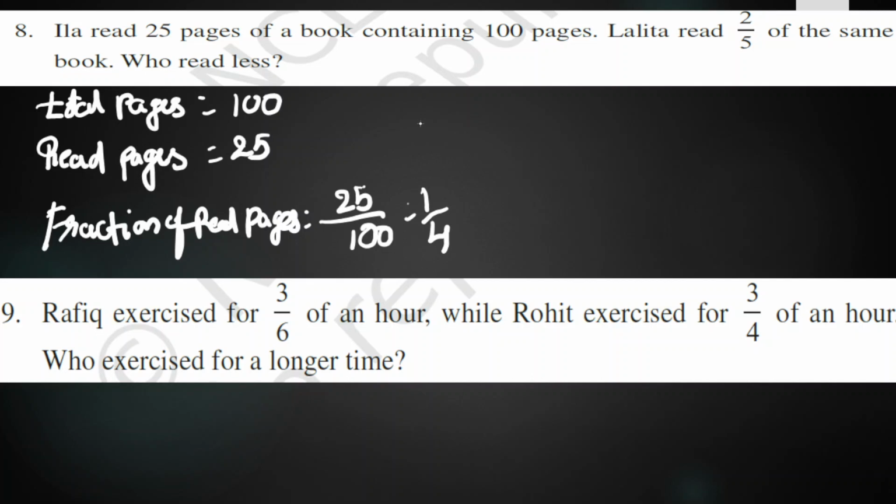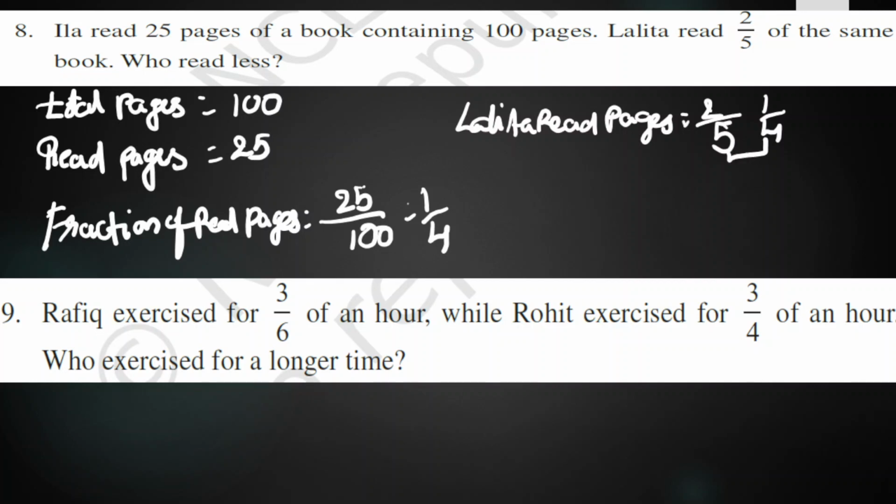And Lalita read 2/5 of the pages. So these 1/4 and 2/5 are unlike fractions. Now let me take the LCM. These don't contain any common factors, so we can take the product as the LCM. Now the product becomes 20. The LCM is 20. Now let me write the equivalent fractions.